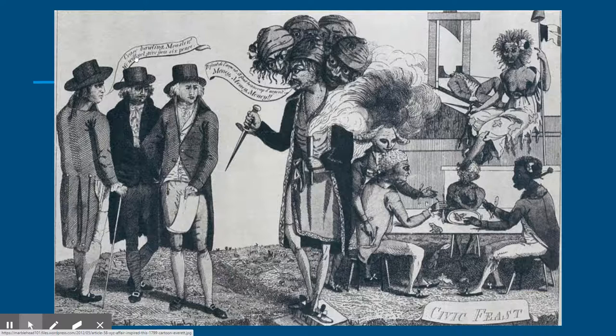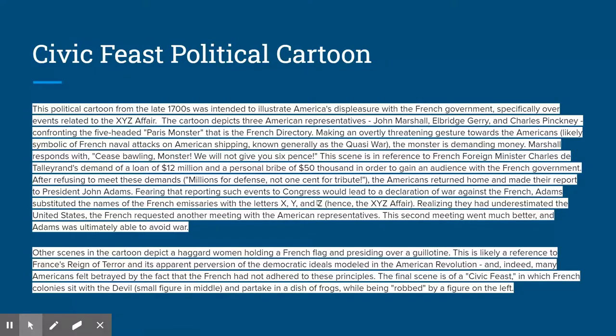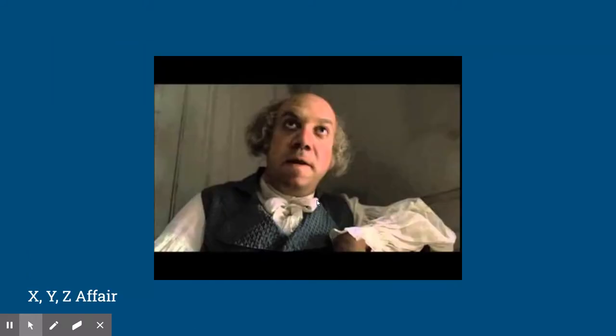And it says, "Cease barking, monster. We will not give you sixpence." Pence is, of course, a form of currency. So this is a type of political cartoon that you found in American newspapers. And so American public opinion is definitely, at this point, anti-French.